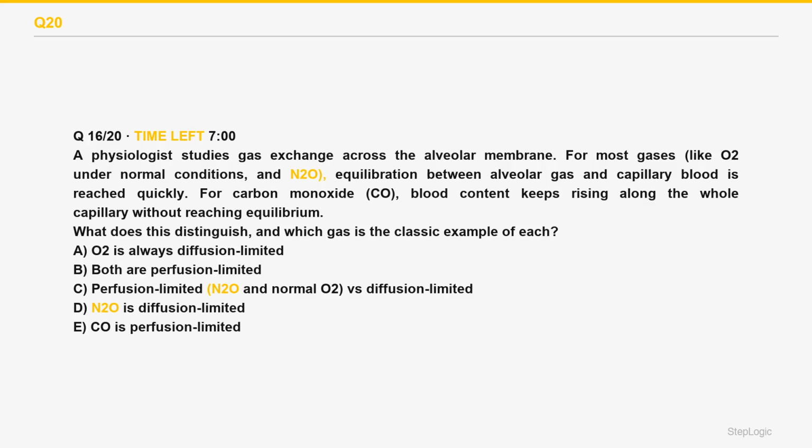What does this distinguish, and which gas is the classic example of each? A physiologist studies gas exchange across the alveolar membrane. For most gases, like O2 under normal conditions and N2O, equilibration between alveolar gas and capillary blood is reached quickly. For carbon monoxide, CO, blood content keeps rising along the whole capillary without reaching equilibrium. Read the command: what it distinguishes, and the examples. Perfusion limited: N2O, normal O2, versus diffusion limited: CO.